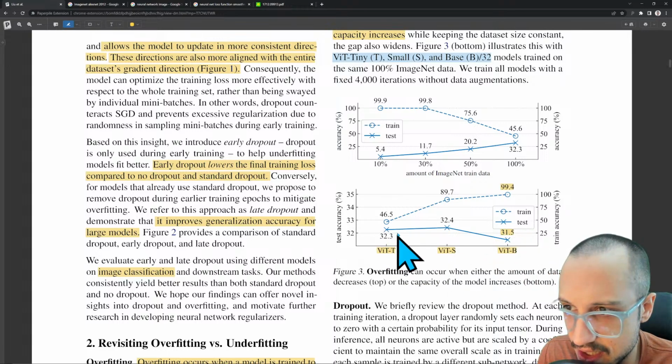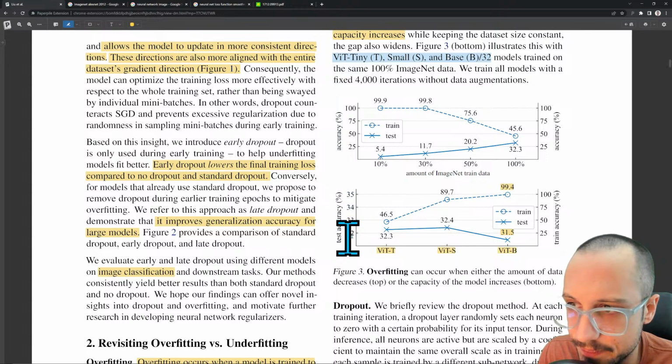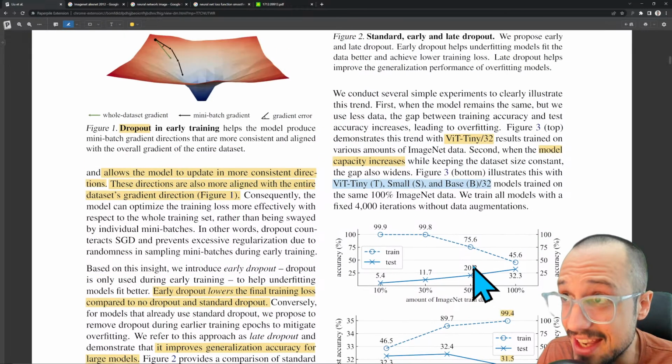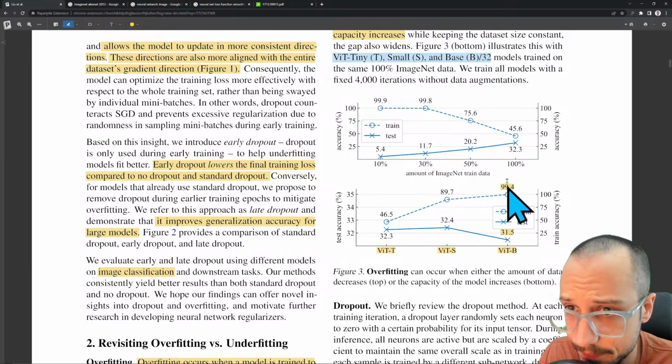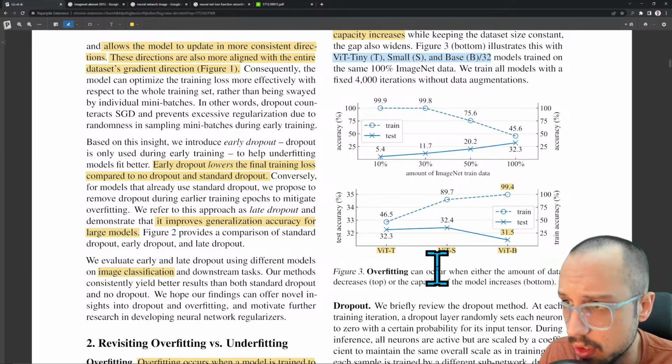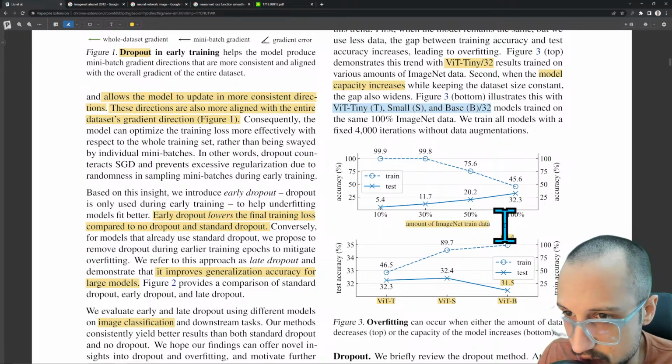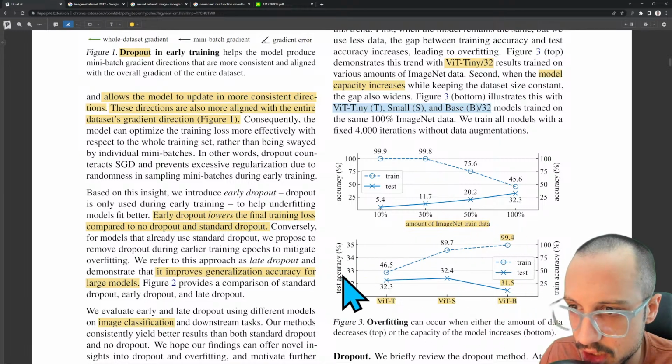So you have ViT tiny, not really overfitting at all, right? It has roughly the same performance on train and test, even if both of those performances are kind of poor. You can see how as the model gets bigger, right? Bigger model capacity, capacity increases, you're going to overfit more. So here in the top one, they have amount of ImageNet trained data. So this is the size of the data set. So here they're saying, how does overfitting change when you increase or decrease the model capacity, right? When you make the model bigger or smaller.